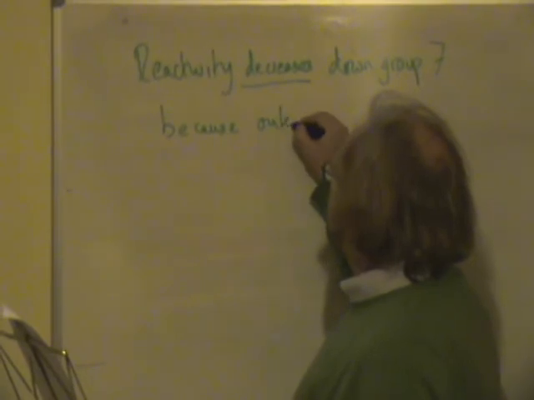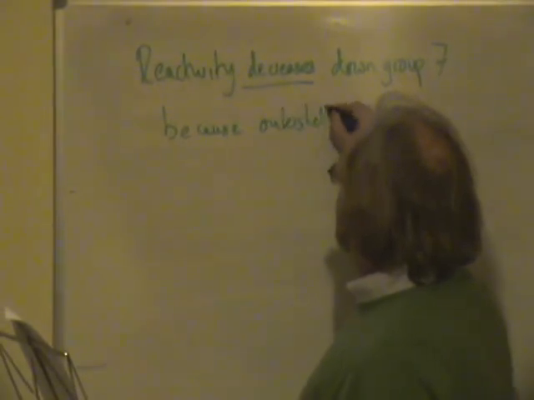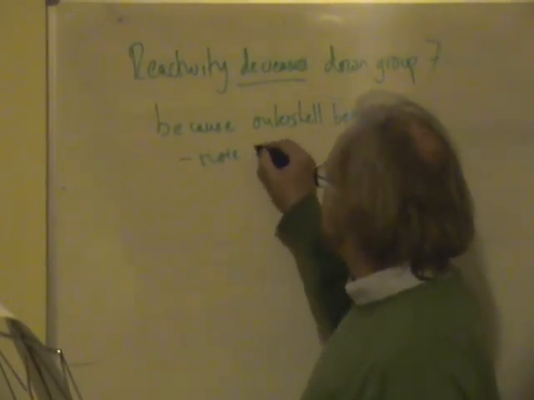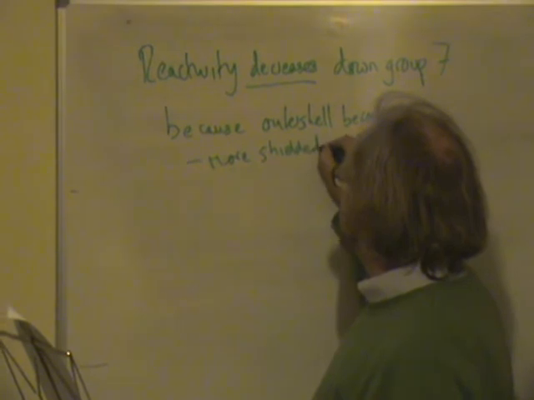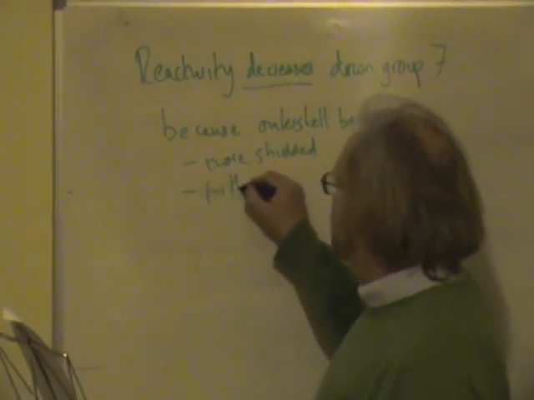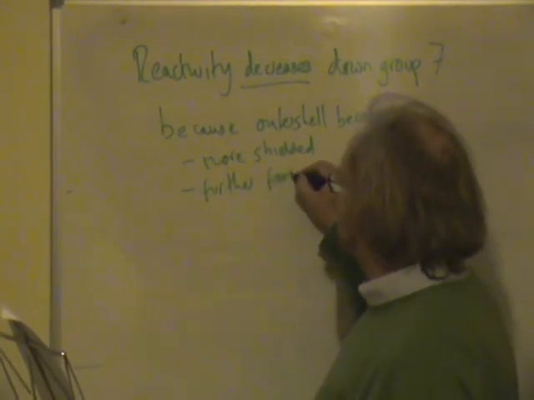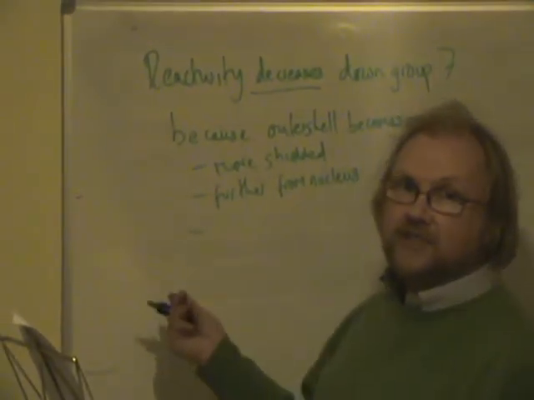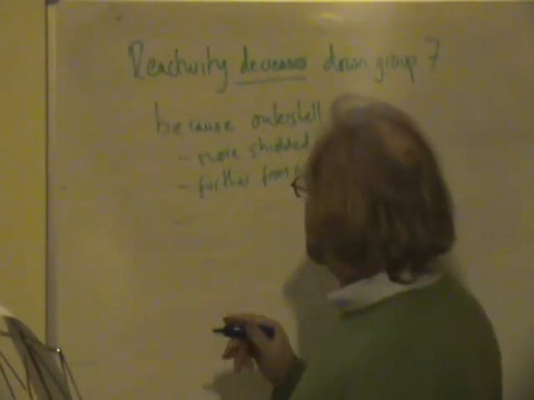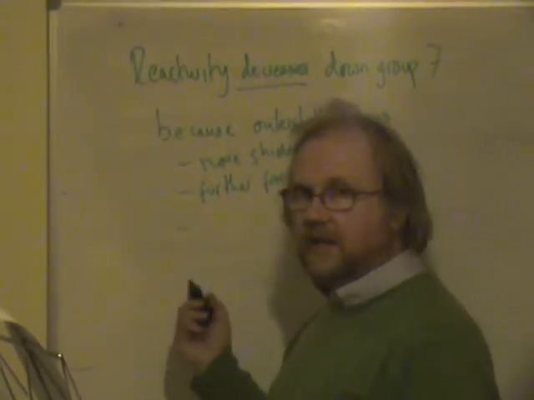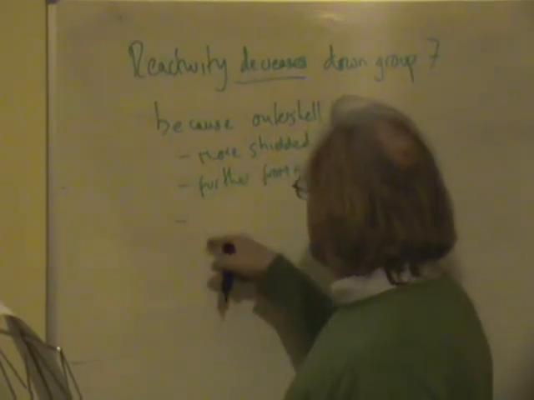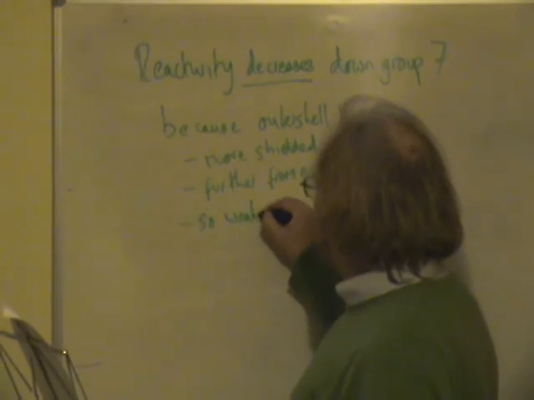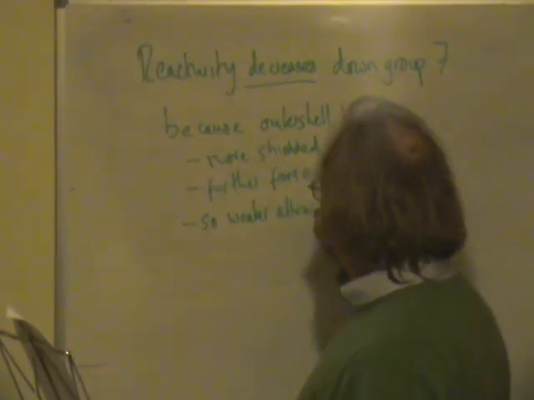the outer shell becomes more shielded, further from the nucleus. You could say this outweighs the higher nuclear charge, as you would do in an ionization energy question, although that wasn't really required here. But you should certainly bring those ideas together. So, weaker attraction to the nucleus.